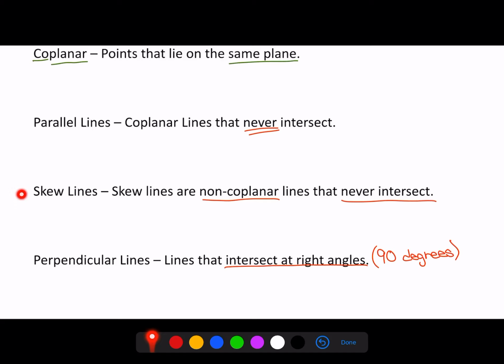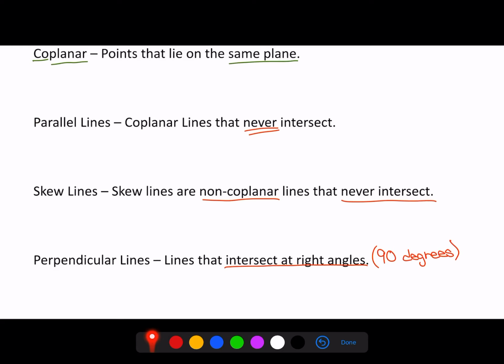Next is skew lines. Skew lines you probably haven't heard of before. Skew lines are non-coplanar lines, so they don't lie on the same plane, and they never intersect each other either. So they're not on the same plane and they don't intersect. So they're very similar to both coplanar and parallel lines. They have something to do with both of these.